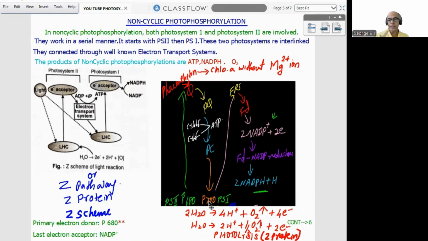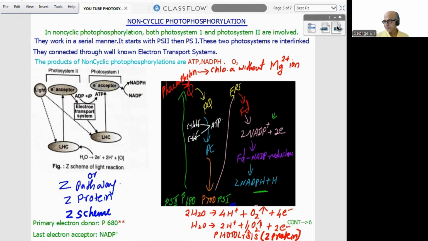NADPH. In photosynthesis, it is NADPH. And that is how the non-cyclic takes place. Splitting of water also will be conveniently taking place at the same time. And we can find protons, oxygen, and electron will be released. And that is regarding non-cyclic photophosphorylation.